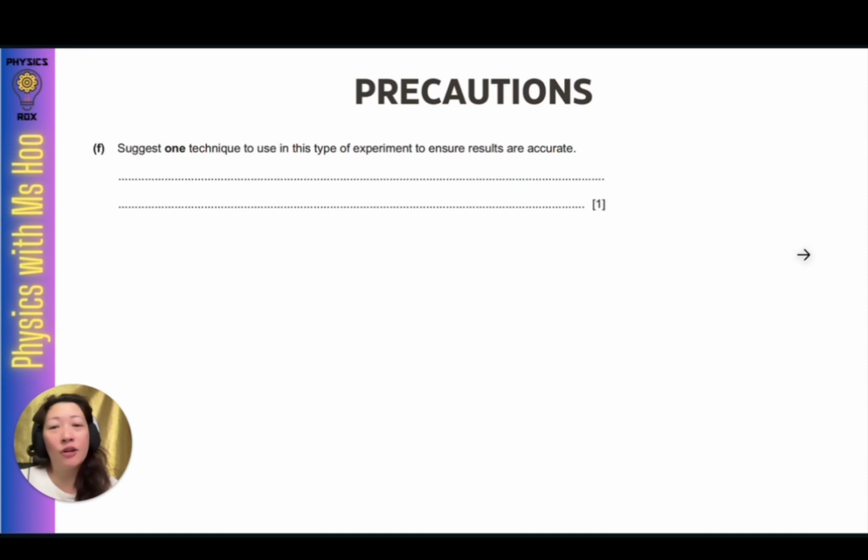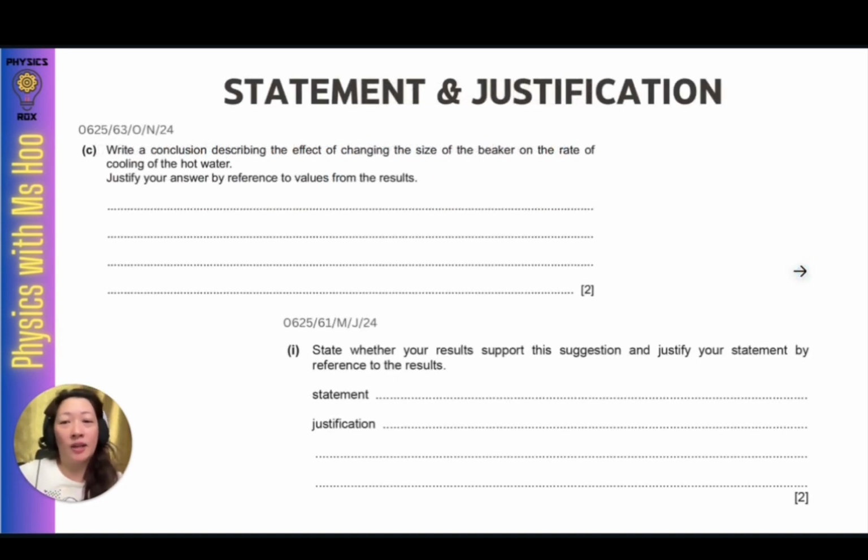Another kind of precaution you might come across would be to suggest one technique to use in this type of experiment to ensure results are accurate. So the answer you're looking for in this experiment is not the parallax error answer. Why? Because the question says in this type of experiment, which means that you need to find the unique precaution specific to this kind of experiment to make sure that the results for this sort of experiment are accurate. Now, what are some of the possible answers for this question? We're going to take a look at some of the experiments shortly in this video. For now, I'll just move on to the next part, which is the statements and justification. So this is also a very common type of question that comes out.